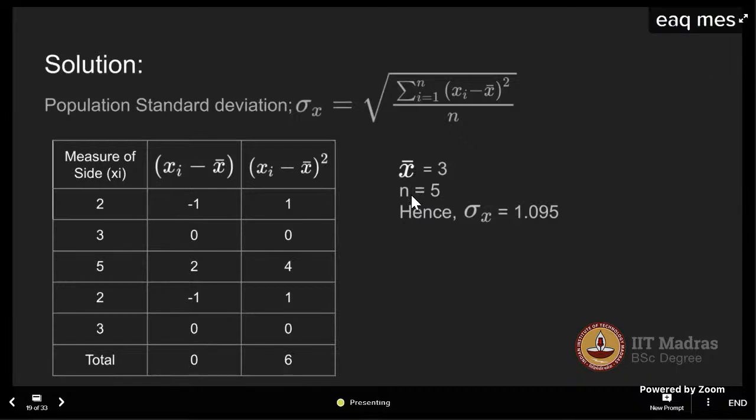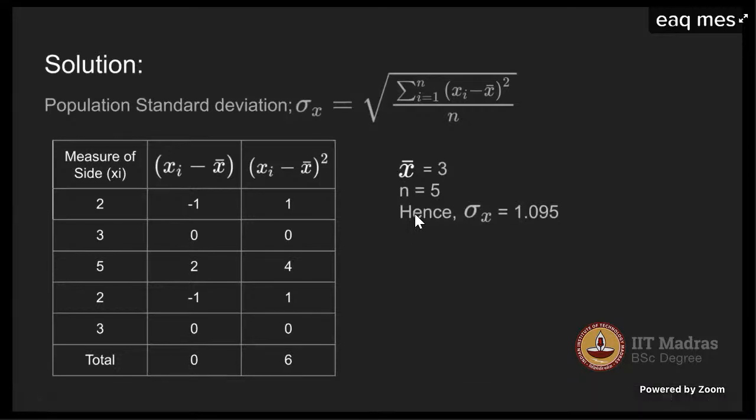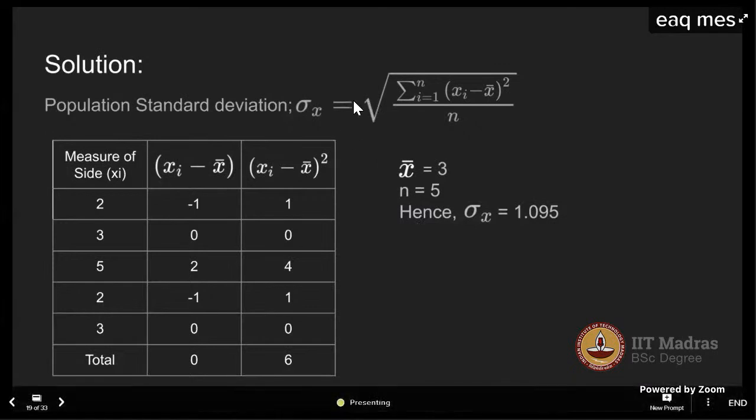And then for population standard deviation, as you all know the formula, we need to find xi minus x bar and then square it. That's what we did in the next 2 columns. And then we take the sum of (xi minus x bar) whole squared and divide it by n. And then you have to take the square root of that because it's population standard deviation. Had it been population variance, you don't have to do the square root part.